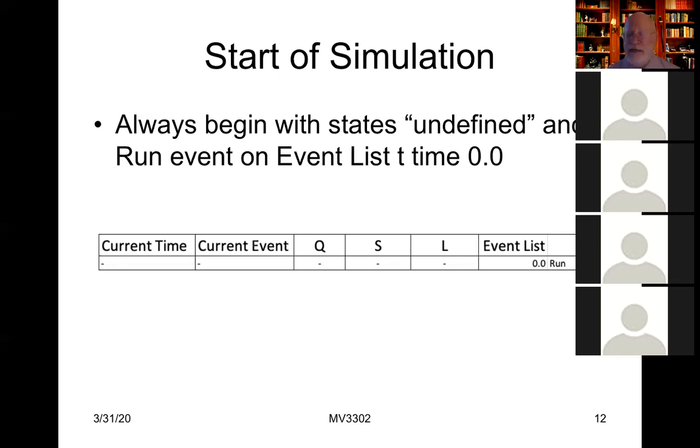And then the event list, we're going to keep track of what the pending events are. For this small example, the event list is never going to have more than a couple of events on it. But regardless, we're always going to start like this, with things undefined, but the run event on the event list at time 0. And again, that's similar to, say, a Java program right before it executes the main method.